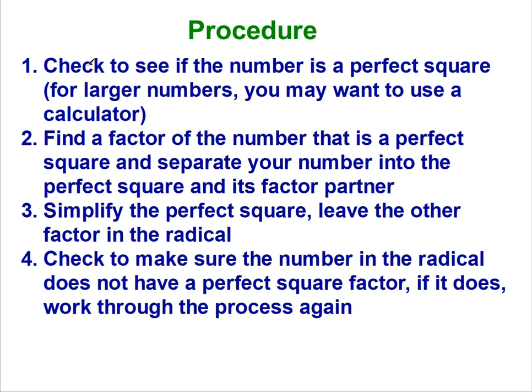So our procedure is to first check to see if the number is a perfect square. You can look at your list of the first 20, but if it's a very large number, you might want to just use a calculator. And then if it is not a perfect square, I want to find a factor of that number that is a perfect square and separate your number into the perfect square and its factor partner. I'm going to simplify the perfect square by taking the square root and just leave the other number in the radical. And then my last step is to check to make sure that the number I left inside the radical doesn't have any perfect square factors itself. And if it does, I just got to do this process over again.